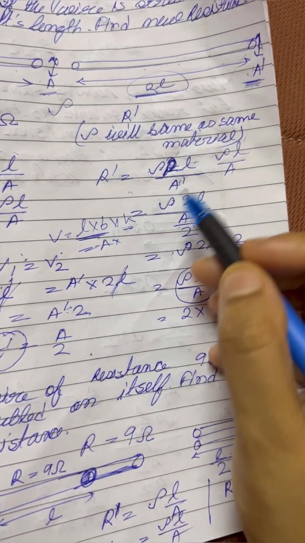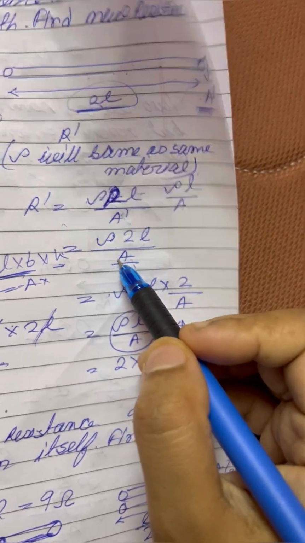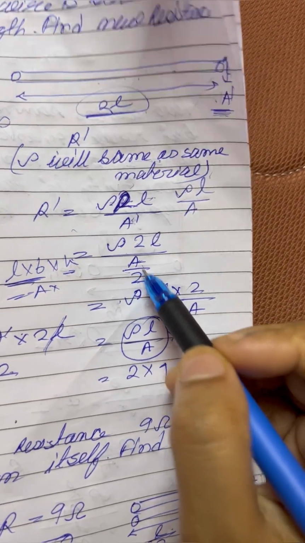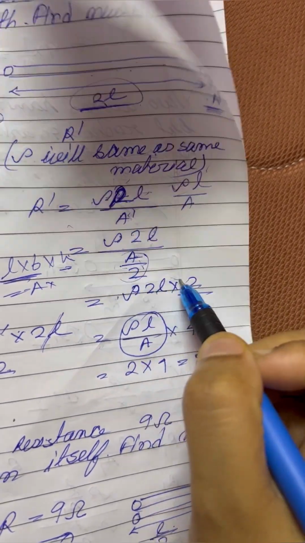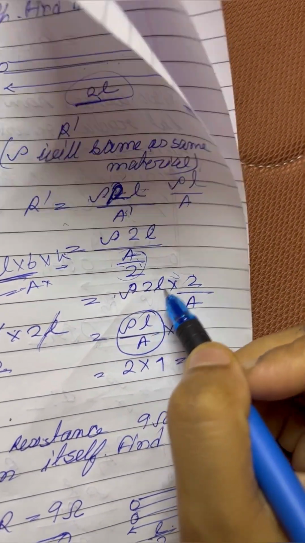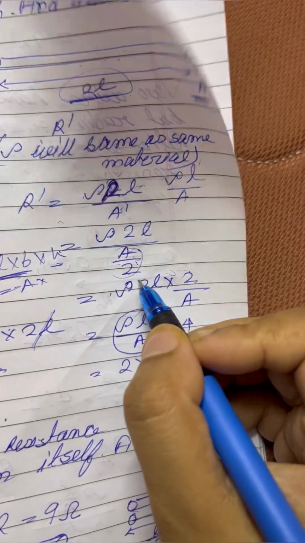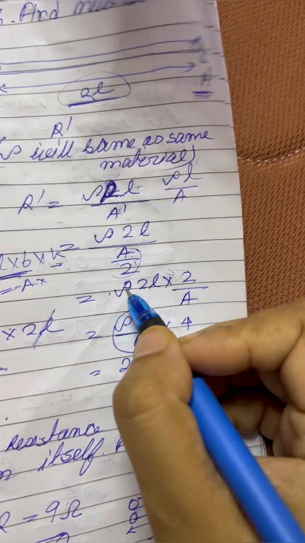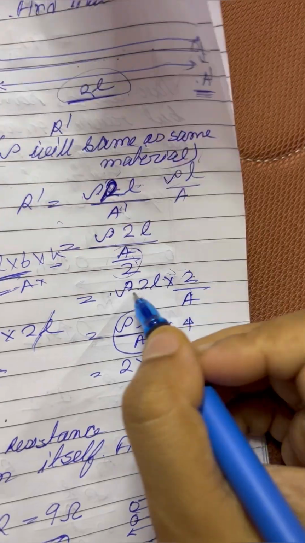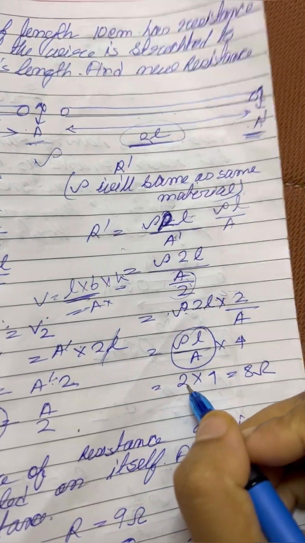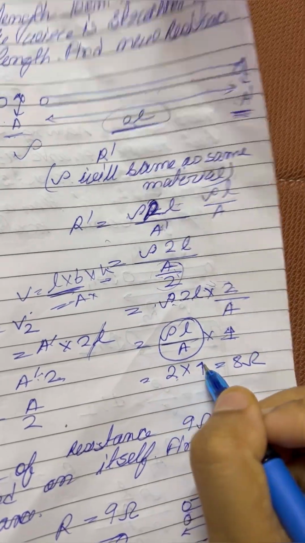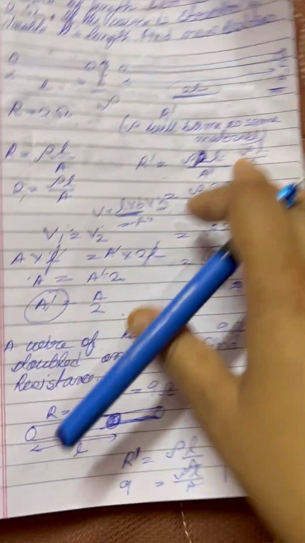So we put this A dash value here. A dash is equal to A by 2. So rho 2L divided by A by 2 becomes 2 into 2 over A. So if we arrange the formula rho L by A, 2 twos are 4. So rho L by A, the value we already know, that is 2. So I have written here 2 into 4, that's why 4 twos are 8 ohm. So you will see this type of sum will come.